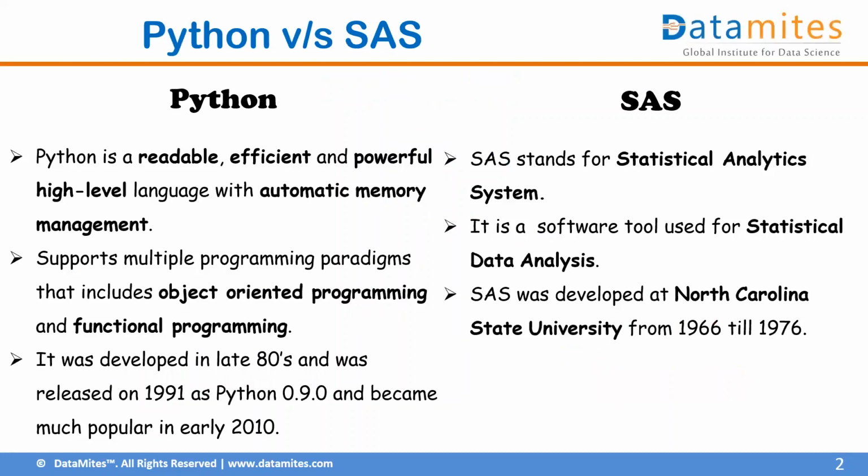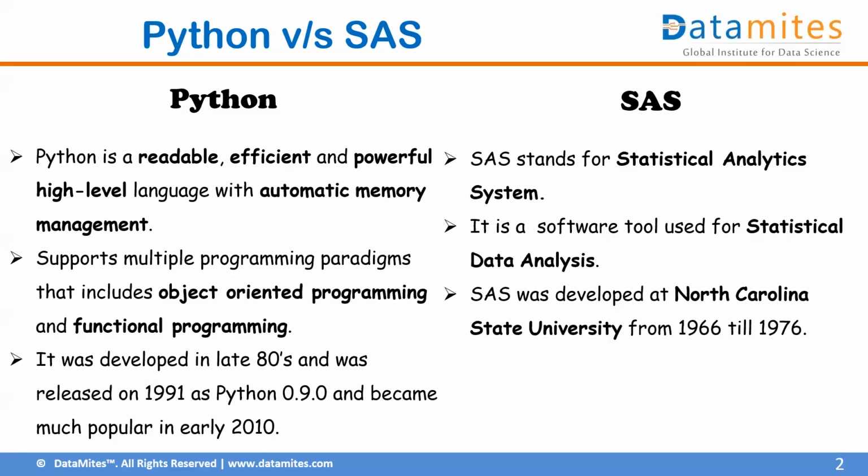Python is a readable, efficient, and powerful high-level general-purpose programming language with automatic memory management. High-level basically means the syntax for writing Python code uses English terminology. And general purpose because it is not only for machine learning or data science. Python can be used widely across multiple platforms: application development, website development, game development, and so on.